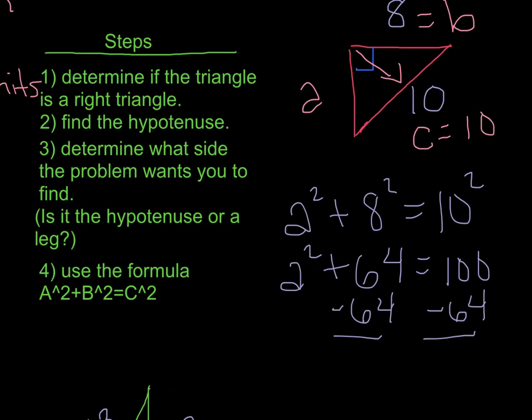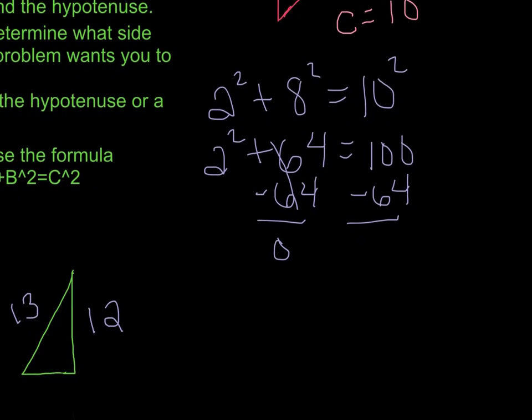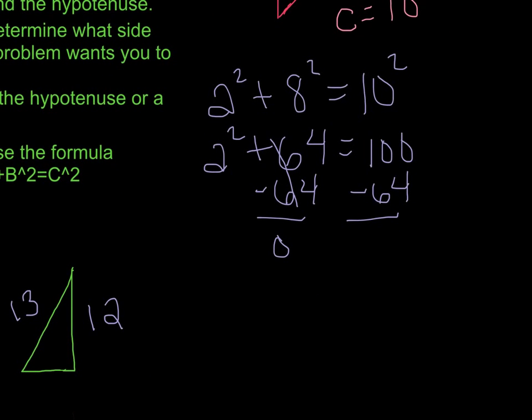Okay, everything cancels out here. So let me go ahead and scroll up. You can see the other example now. Okay, 100 minus 64 is 36. And I bring down my A squared.